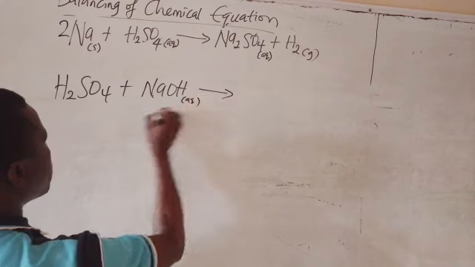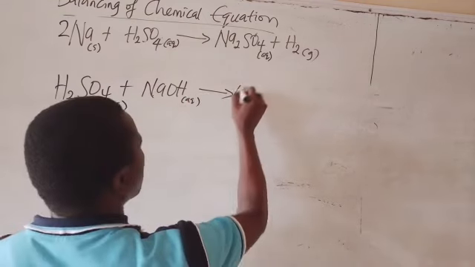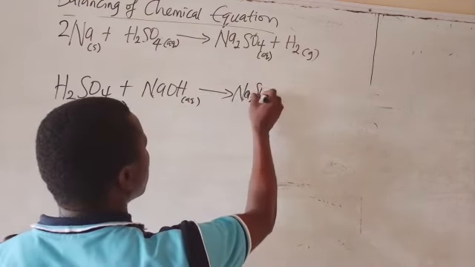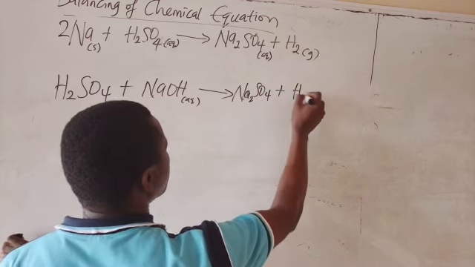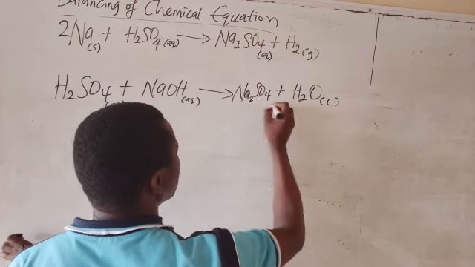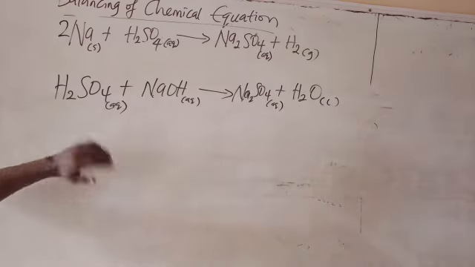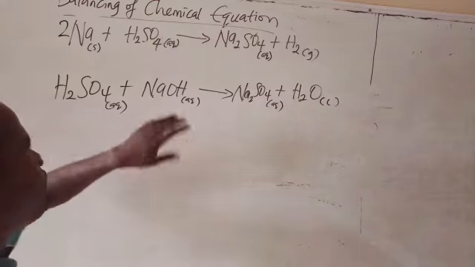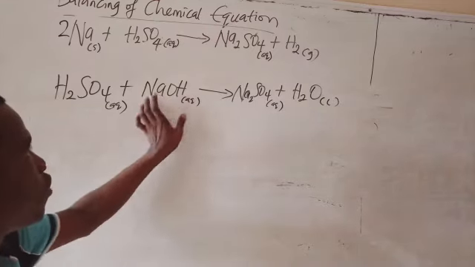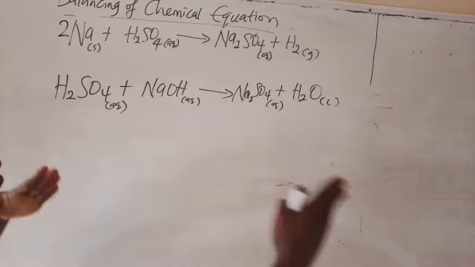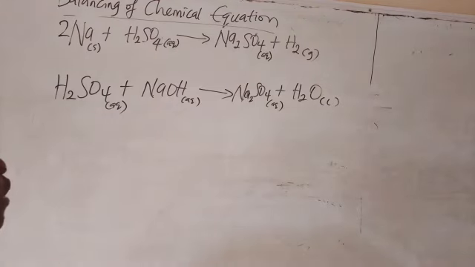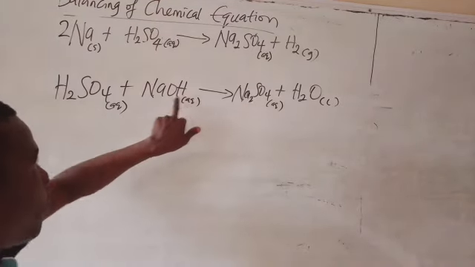And this will give us Na2SO4 plus H2O. This is an acid and base reaction. Now, if you look at this particular equation also, in this case, there are 2 sodium here. There is 1 sodium here, 2 sodium here. How do we balance this equation? So we have to look at it. There is only 2 sodium, but you only have 1.